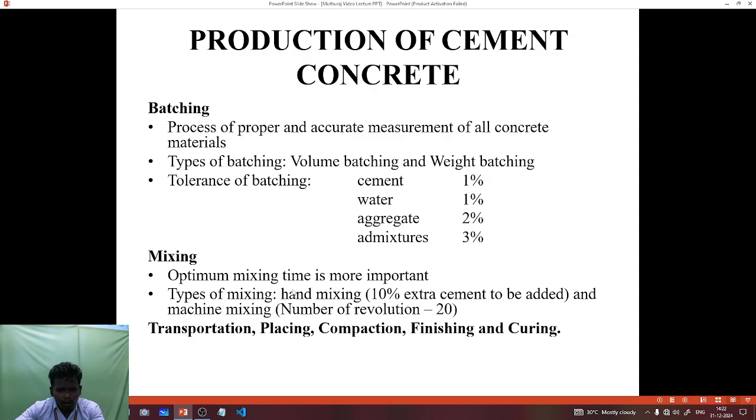Mixing: optimum mixing time is important. Types of mixing: hand mixing, for which 10% extra cement is to be added in order to account for wastage, and machine mixing, where the number of revolutions is 20. Then transportation, placing, compaction, finishing and curing. These are the important processes I have outlined for the production of cement concrete.